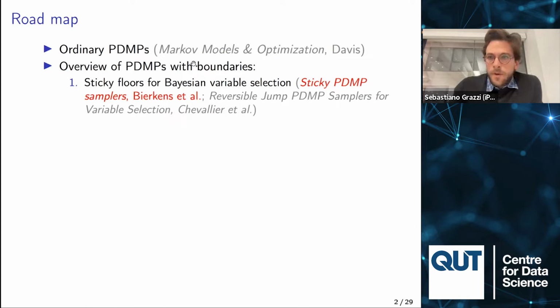I will talk about three different types of boundaries. The first one I informally called sticky floors. These boundaries allow PDMPs to be used for variable selection, essentially, and for sparse Bayesian problems. The paper I'm referring to is already out on arXiv. It's going to be published very soon, and it's called the Sticky PDMP Samplers. If you're interested in this topic, I'm also pointing to the other work from Matt Sutton, called reversible jump PDMP samplers for variable selection. They have many overlapping ideas, and I think if you're interested, you should look at both.